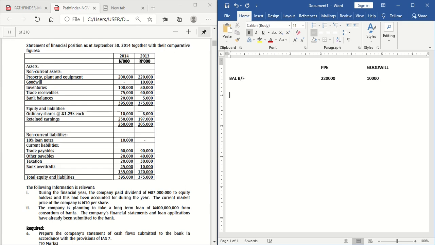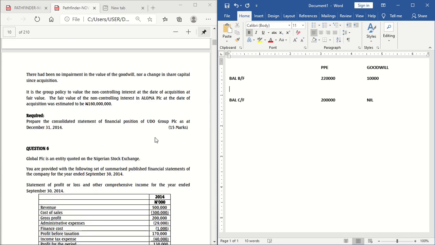So at the end of the year, balance carried forward, that is end of the year, which is 2014. If you look at it at the end of the year, you can see that my PPE has reduced to 200,000. Aside from that, coming to my goodwill, it has become new. Now, this is the question. If my PPE at the beginning of the year is 220,000 and my PPE at the end of the year is actually 200,000.